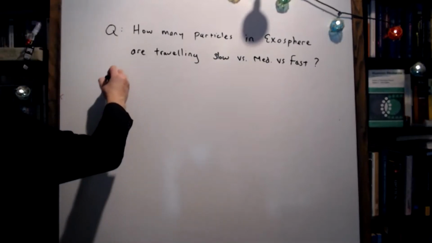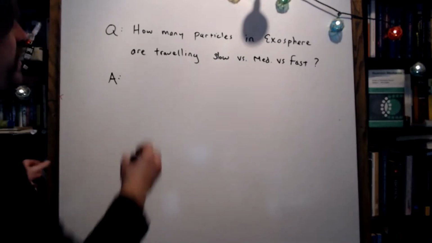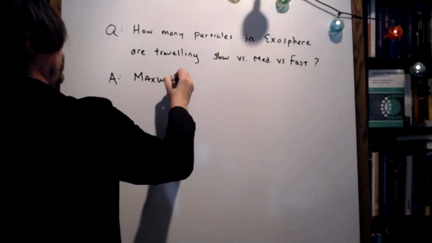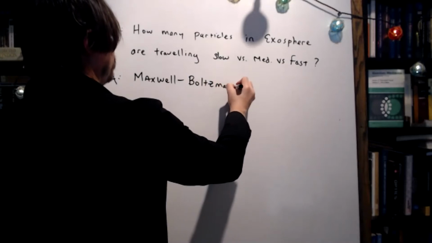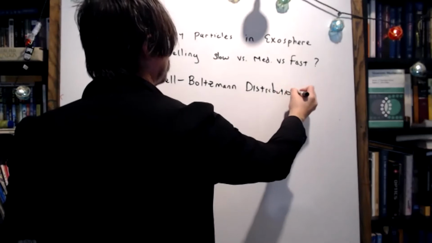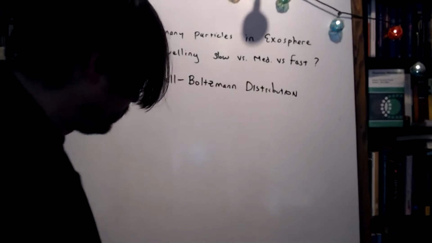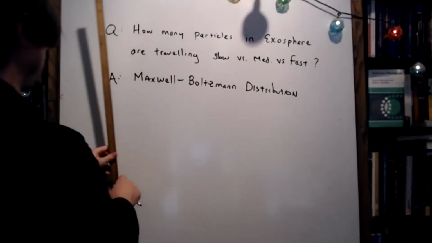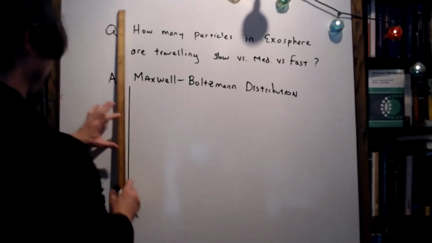The answer is a unique distribution in nature that gas particles obey, known as the Maxwell-Boltzmann distribution of speeds, or sometimes just the Maxwell-Boltzmann distribution. This is something you'd spend a lot of time studying if you were a physics student, okay? We're going to represent it as a little graph here so that you guys can understand what's going on.